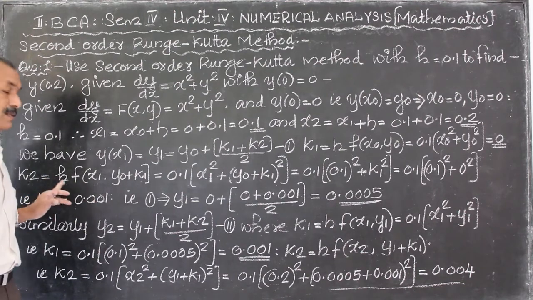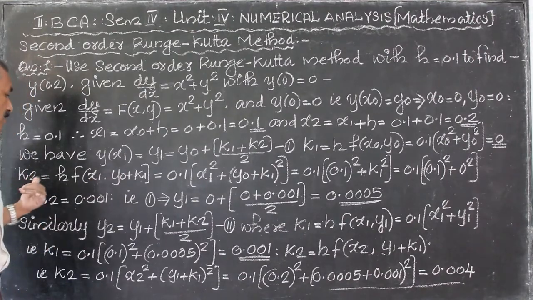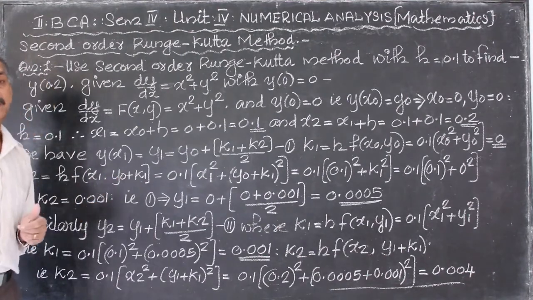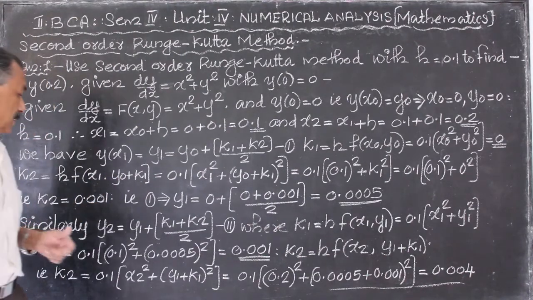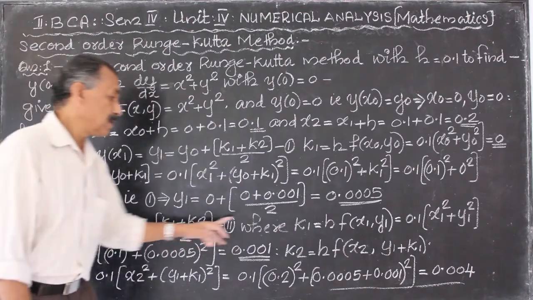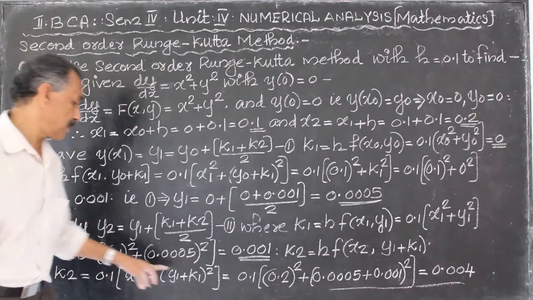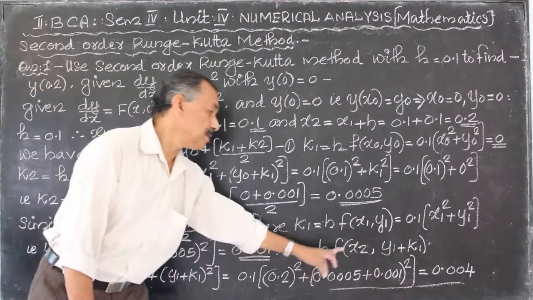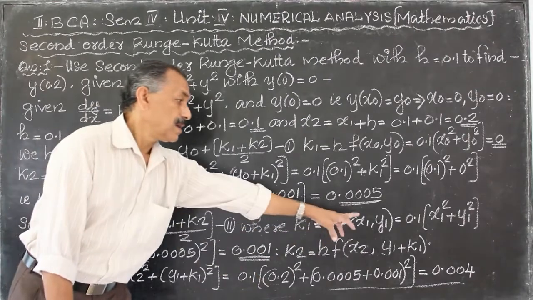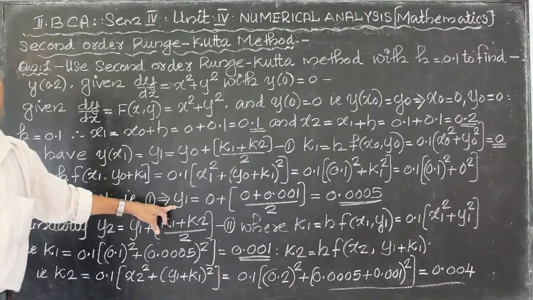y2 is equal to y1 plus k1 plus k2 by 2. What is k1? k1 is equal to h into f of x1, y0. And what is k2? k2 is equal to h into f of x2, y0 plus k1. Then we get k1 and k2, apply them, and then we get y2.